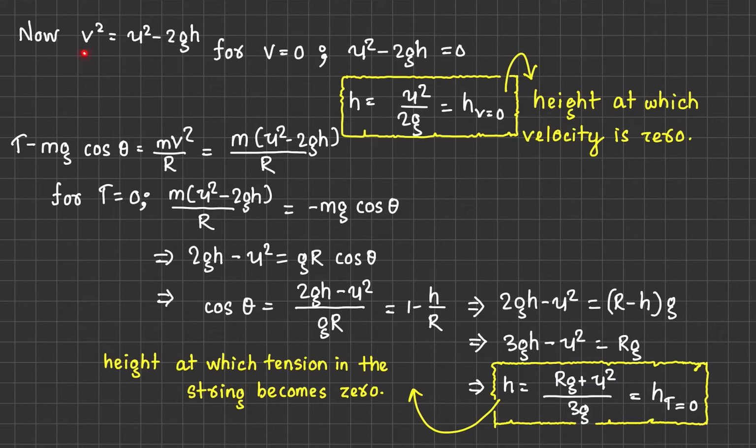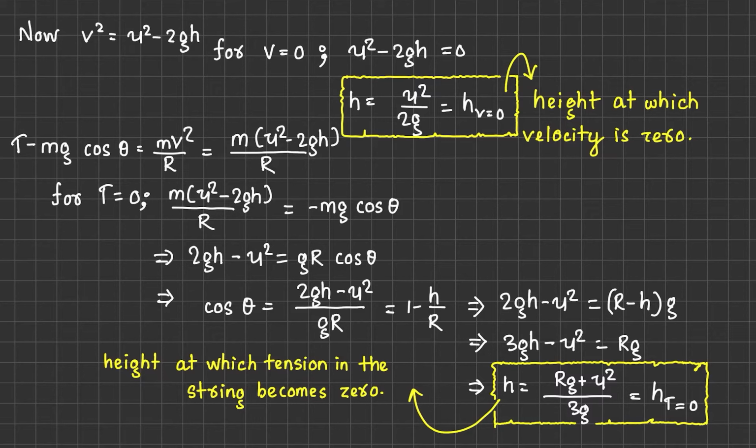So for velocity we write v square equals u square minus 2gh. If we need v equals 0, then let's put v equals 0. So u square minus 2gh is 0, or h equals u square by 2g. This is the height at which velocity is 0. We write it as h at v equals 0.